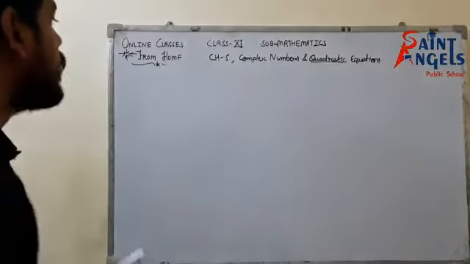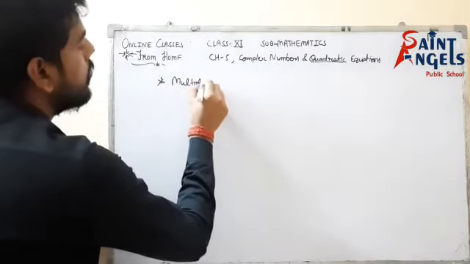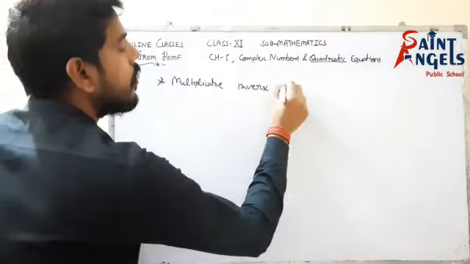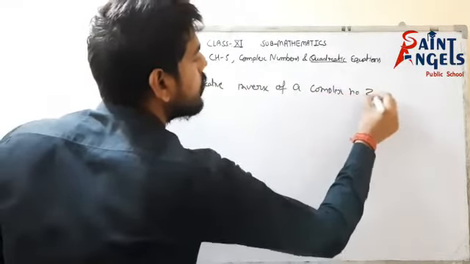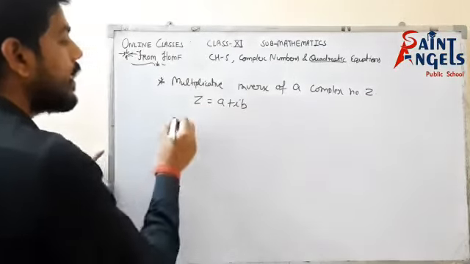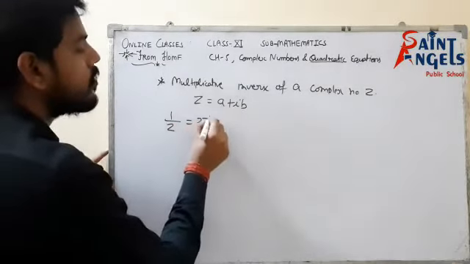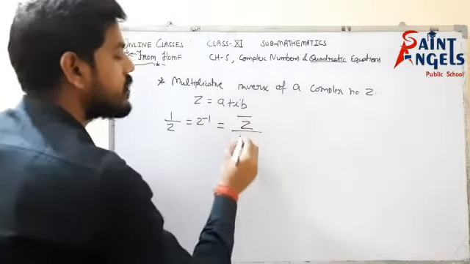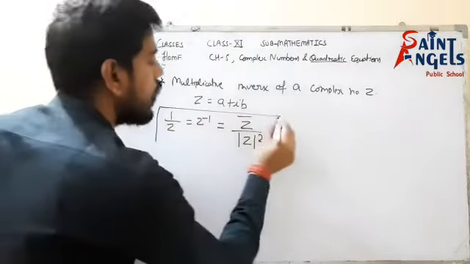Now we will learn the multiplicative inverse of a complex number z. If we are given a number z equals a plus iota b, then its multiplicative inverse, it means 1 upon z or z inverse, would be equal to the conjugate of z upon modulus square. That would be the formula.